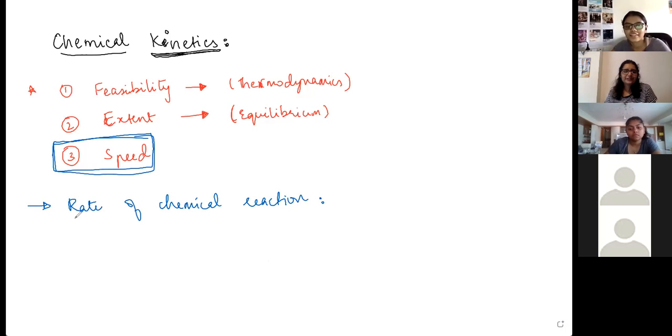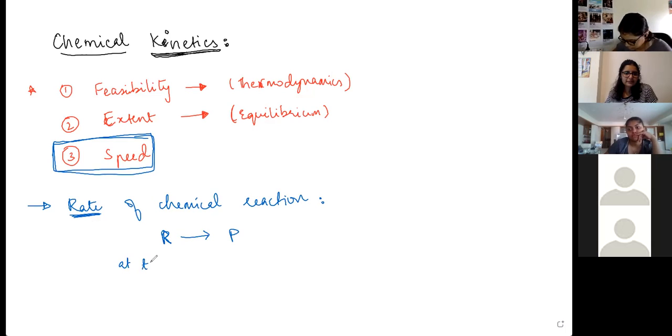Final minus initial per unit time. So every time there is a rate involved, it's more often than not per unit time. Okay. So since we are saying chemical reaction, let's look at a chemical reaction where reactants turn into products. So initially, you took a bunch of the reactants.